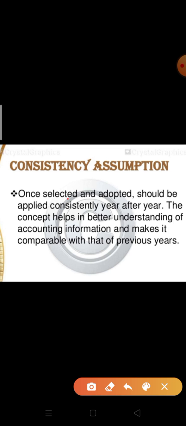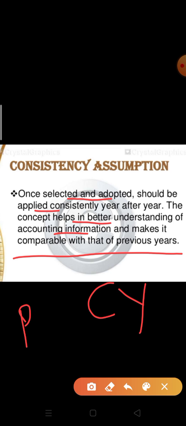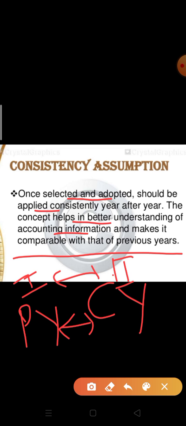Once selected and adopted, a method should be applied consistently year after year. The concept helps in better understanding of accounting information and makes it comparable with that of previous years. We can compare our current year data with the previous year data. Why can we compare? Because if we adopted one method in the previous year, then again that method is adopted in the current year, so that we can compare our data.